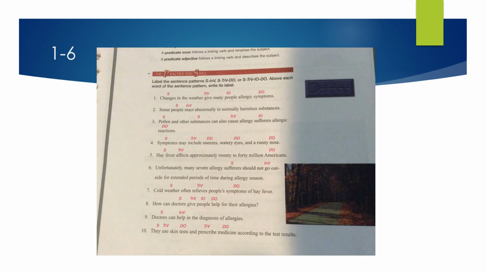1-6, starting with sentence patterns. These are the action verbs. We did number 1 together. Some of us did number 2 together. Notice the tricky ones where you can have multiple direct objects.